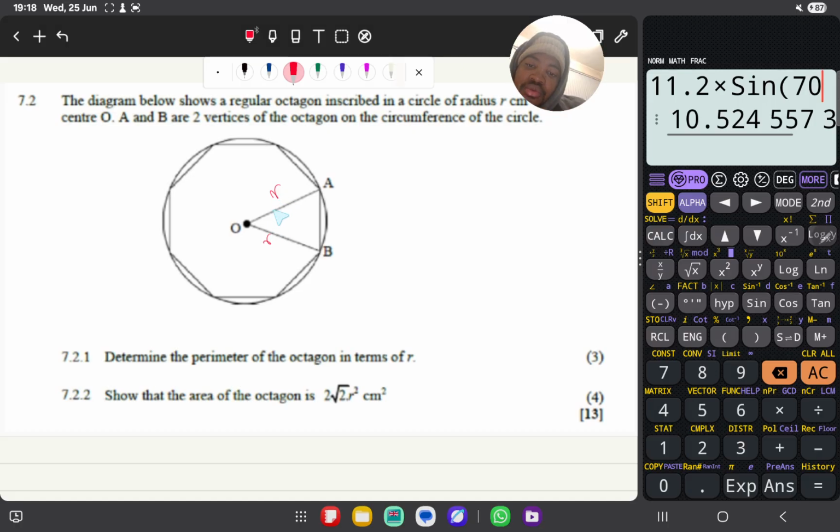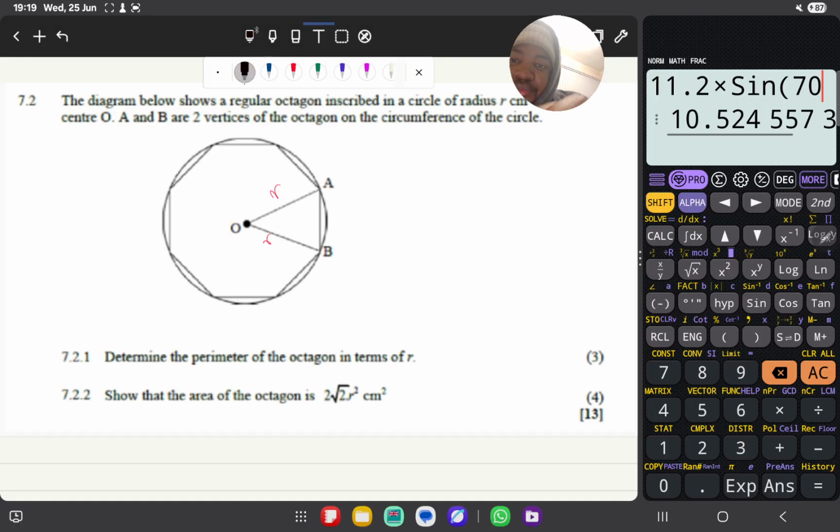I have the 2 adjacent sides there. Remember, we can use the sine rule to find sides. You can actually even use the sine rule here. You can even use the cosine rule here. I'm going to use the cosine rule, but you can also use the sine rule to find the length of AB, because both the sine rule and the cosine rule involve sides.